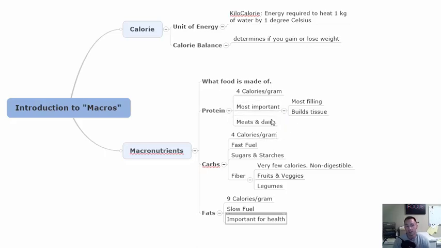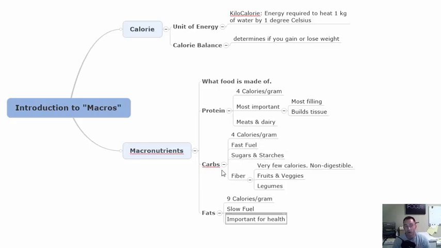We want to get a significant amount of our protein from meat and dairy sources, because they have the most complete amino acid profile, meaning the protein is of higher quality from these sources. Now let's move over to carbs. Carbs have 4 calories per gram, and they're like a fast fuel for your body. Your body prioritizes this for your energy demands, especially if you're doing a lot of activity and quick movement. If you're training a lot, carbohydrates really power your workouts.